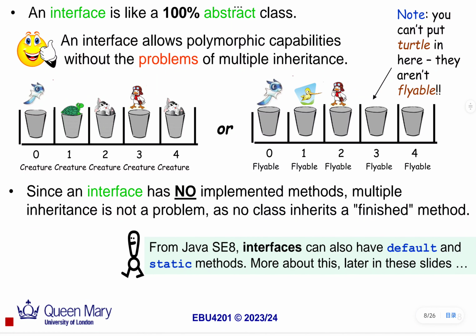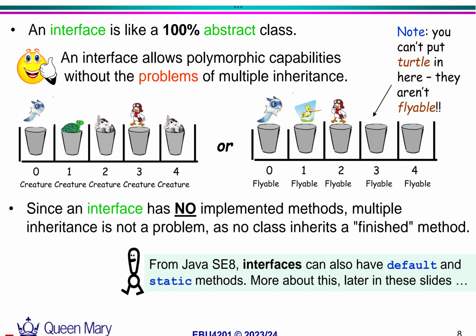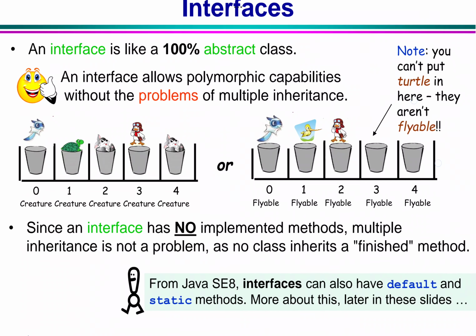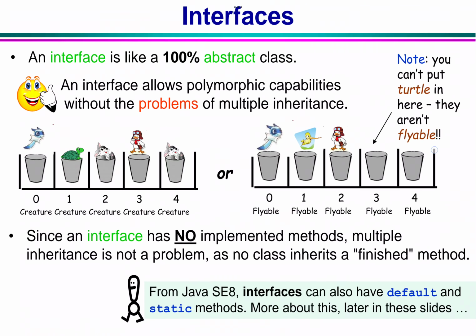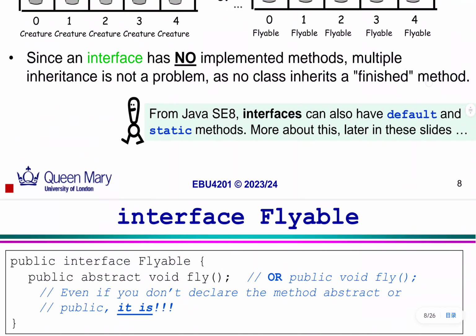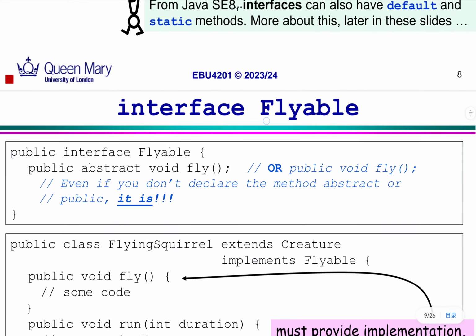Since an interface has no implemented methods, multiple inheritance is not a problem, as no class inherits a finished method. From Java SE 8, an interface can also have default and static methods. More about this later in this slide. Public interface Flyable.